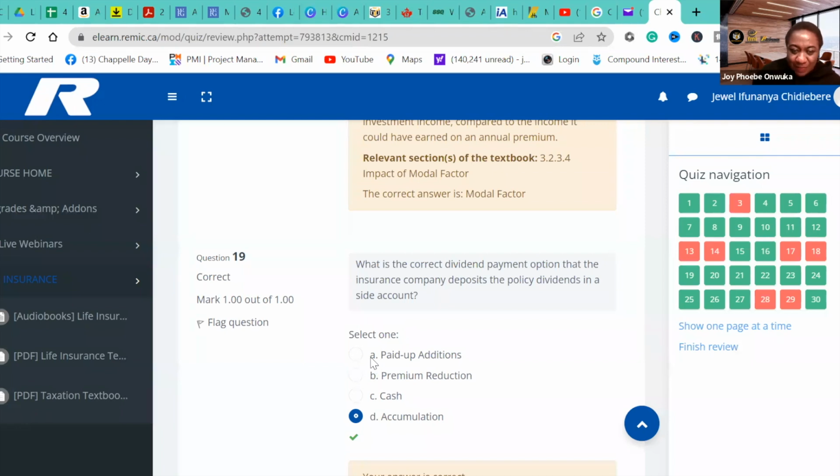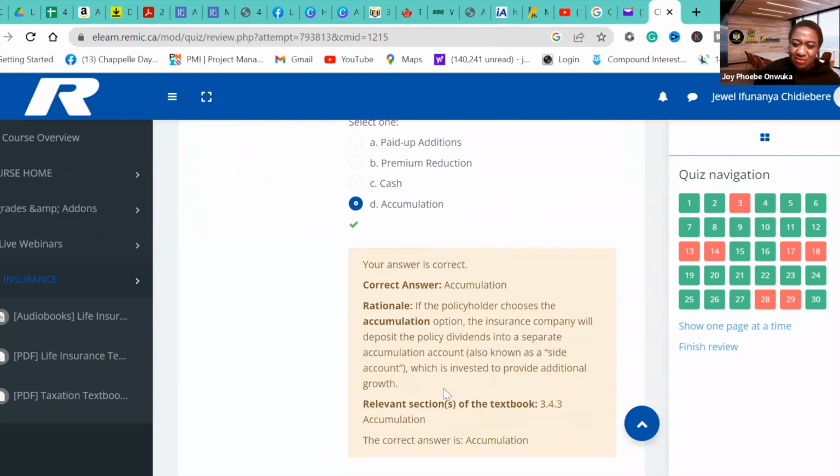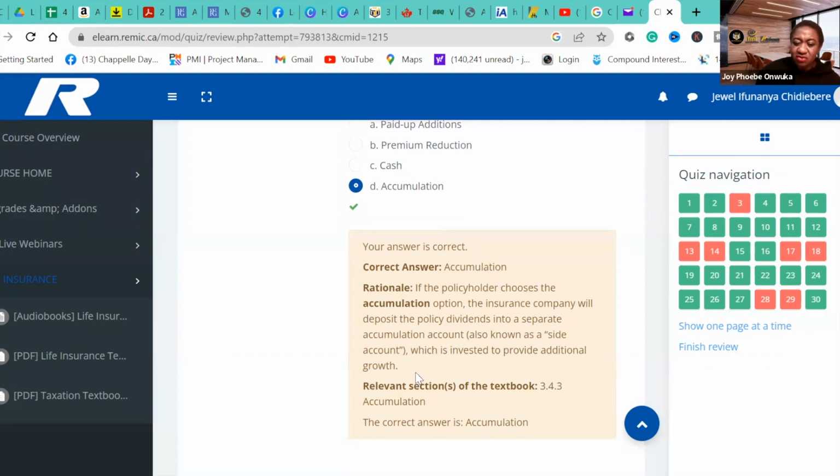All right. 19. What is the correct dividend payment option? No, that is the one we just did, right? Okay, no. What is the correct dividend payment option where the insurance company deposits the policy dividend? This one is accumulation. The rationale is that if the policyholder chooses the option, the insurance company would deposit the policy dividend into a separate accumulation account, also known as a side account, which is invested to provide additional growth.